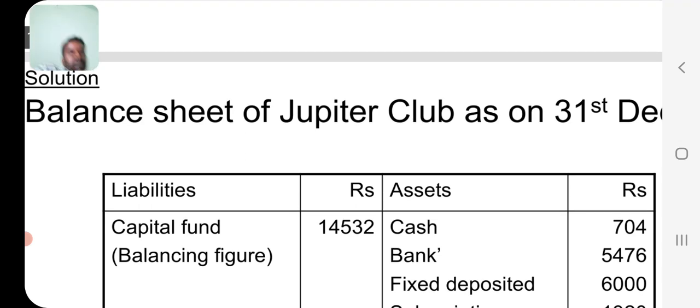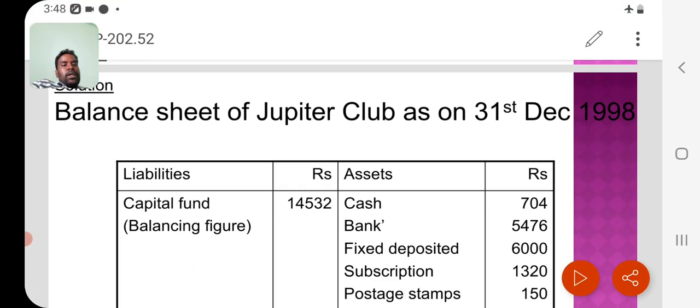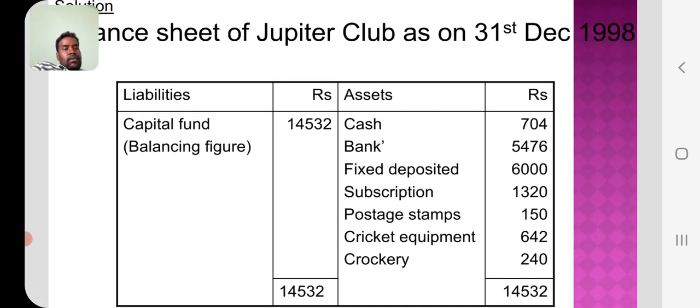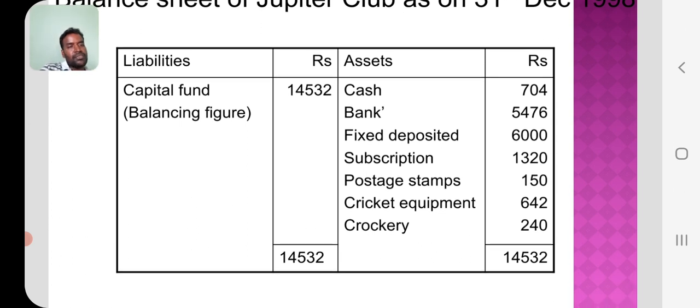So see here, this is a new one. We are preparing the balance sheet. So capital fund, the balancing figure, 14,532. Cash is a current asset, so it will be posted on the asset side: 704, bank 5,476, fixed deposit 6,000, subscription 1,320, postage stamps 150, cricket equipment 642, crockery 240, total 14,532.